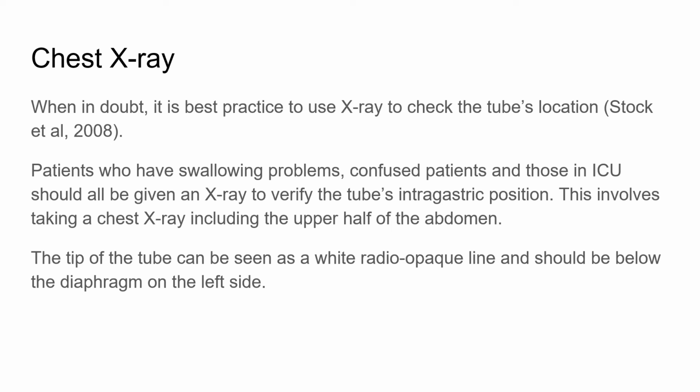This involves taking a chest X-ray, including the upper half of the abdomen. The tip of the tube can be seen as a white radio-opaque line and should be below the diaphragm on the left side. So this is the position of the stomach. The tip of the nasogastric tube should be in the stomach.